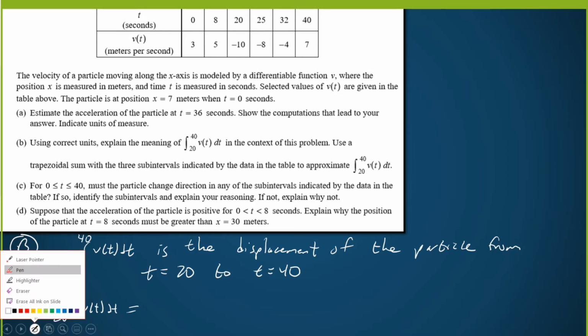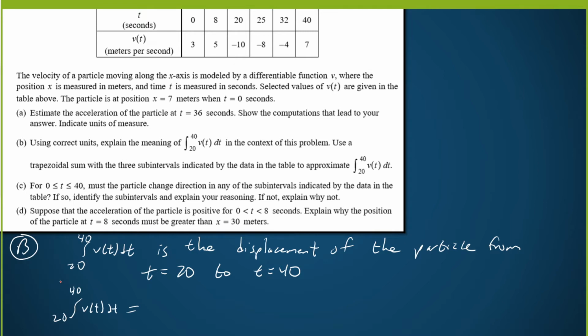Okay, but isn't that 3 subintervals indicated? There are 3 subintervals, but we're estimating the integral only from 20 to 40. So I'm only looking at this part of the data. Oh. So from 20 to 32? Okay, if I did 20 to 32, there'd only be 2 subintervals. Oh, okay. Now I see. Okay, yeah.